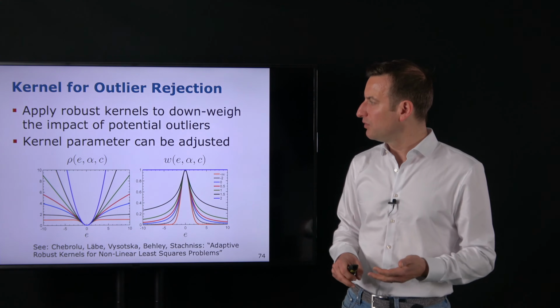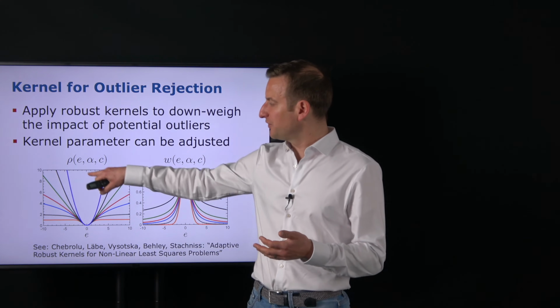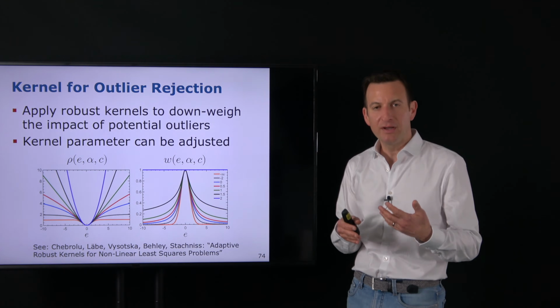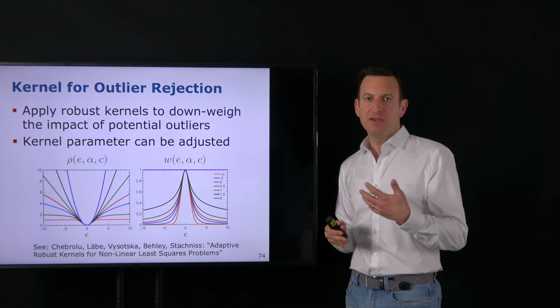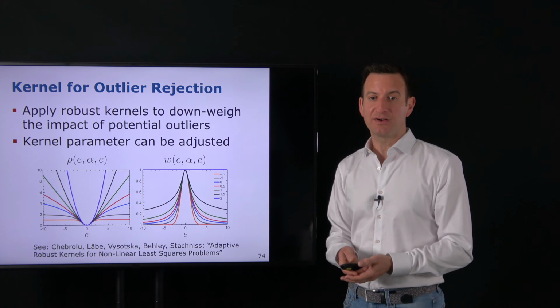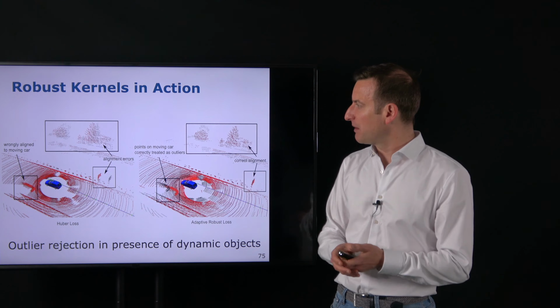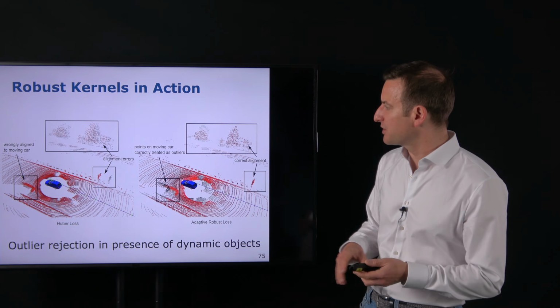And what you then can do is solve your least squares problem and at the same point in time optimize your alpha parameter, so that you're adapting your robust kernels to the actual outlier situation that you have. And so this was an example I think I've also shown in the second part of the lecture.